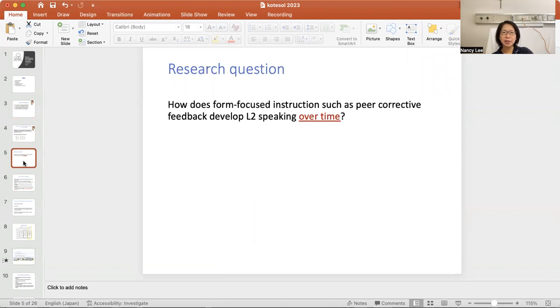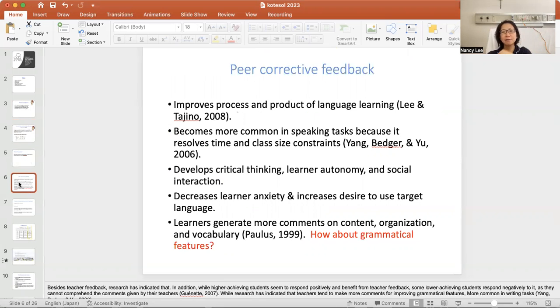So my research question is, how does peer corrective feedback develop L2 speaking over time? We know that peer corrective feedback improves the process and the product of language learning. Traditionally, it was more commonly used in writing classrooms, but recently it's also becoming quite popular in speaking classrooms because it offers a good solution for teachers, who are no longer restricted by time and class size. Peer feedback develops critical thinking. It improves learner autonomy and social interaction. It decreases anxiety and increases their desire to learn.